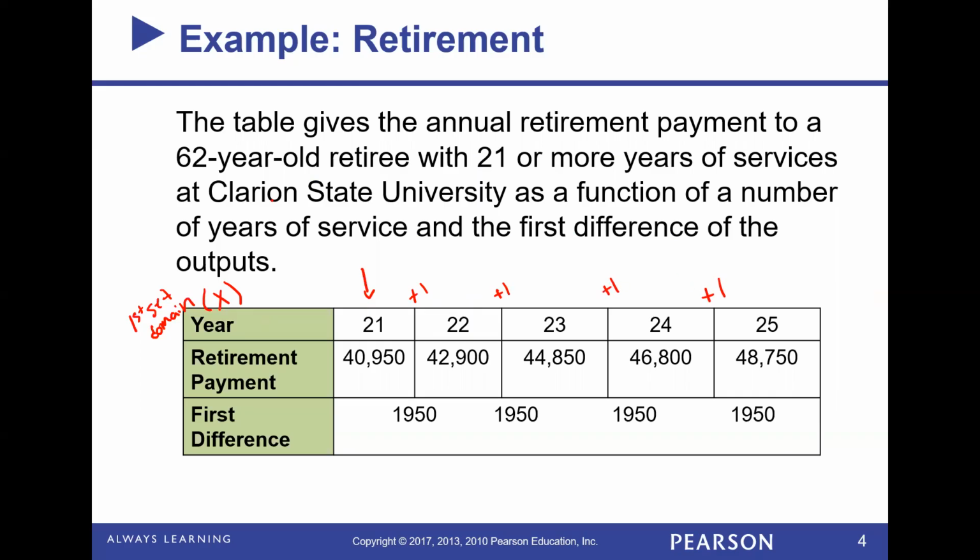But we now have to look at our second set of data, which is going to be the retirement payment. Normally we refer to this as our range, and in terms of variables, that Y variable. If I look at the difference between my first data point and my second data point in the second set, I got 1950. And when I go from the second data point to the third, I got 1950 again. As I go up every single time, it's a difference of 1,950.